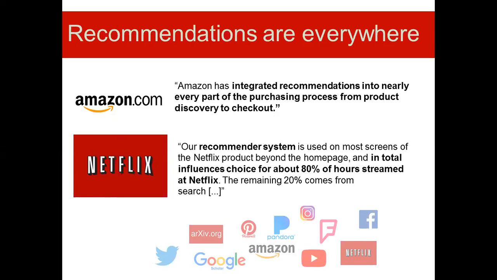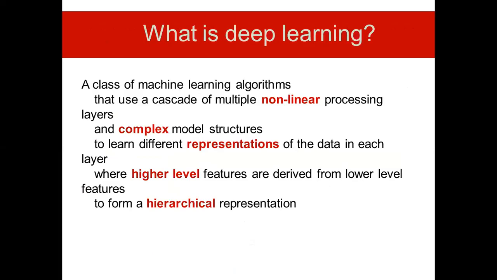Recommender systems are also pervasive in many other web services like Facebook, Google, Pandora, and YouTube. Recent statistics show that 60% of watched videos came from YouTube's homepage recommendations. So recommender systems drive a lot of engagement in those websites and services.